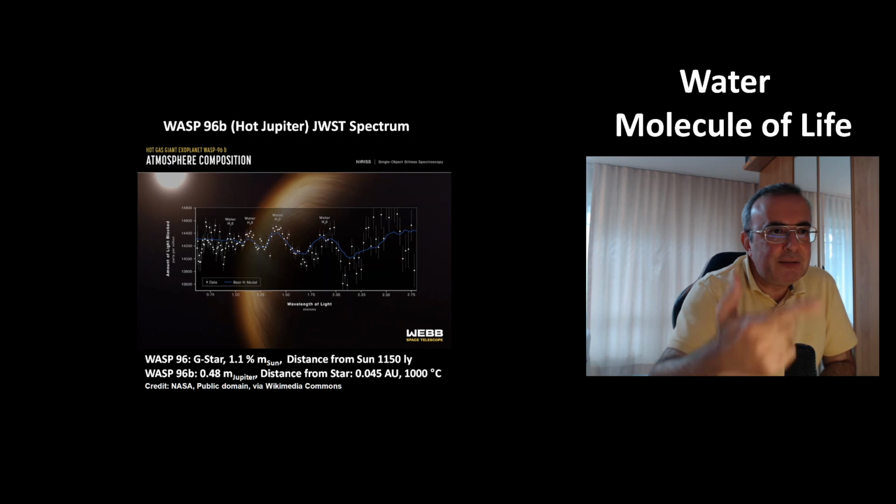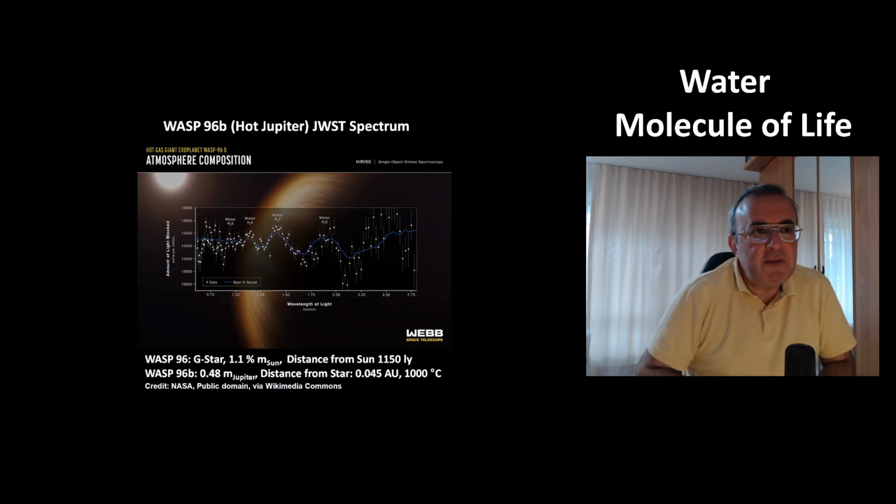And this picture shows you the power of the James Webb Space Telescope. It has measured the atmosphere of a gas giant that is 1,150 light years away. That's WASP 96b. It's a hot Jupiter. It's very close to its star, at just about 0.0545 AU. It's about 1000 degrees Celsius hot. It has half of Jupiter's mass.